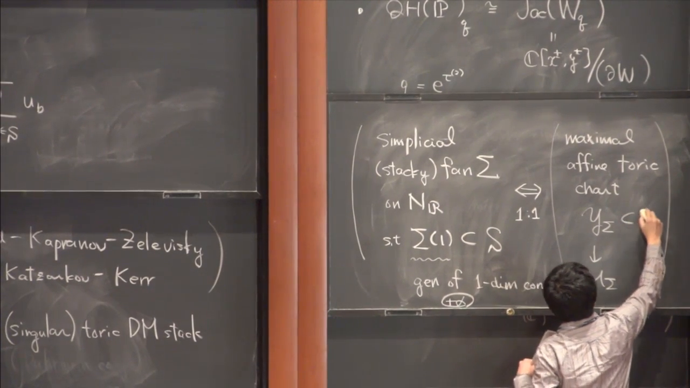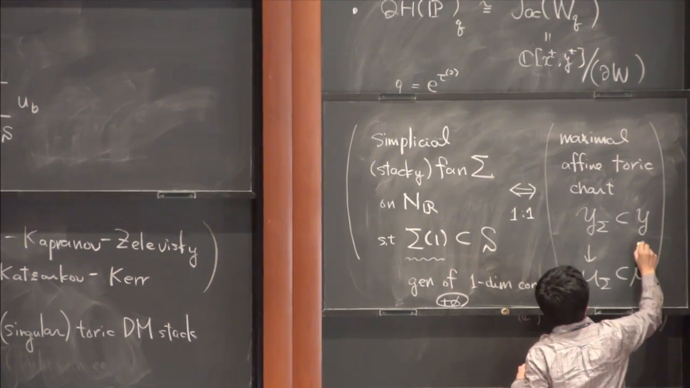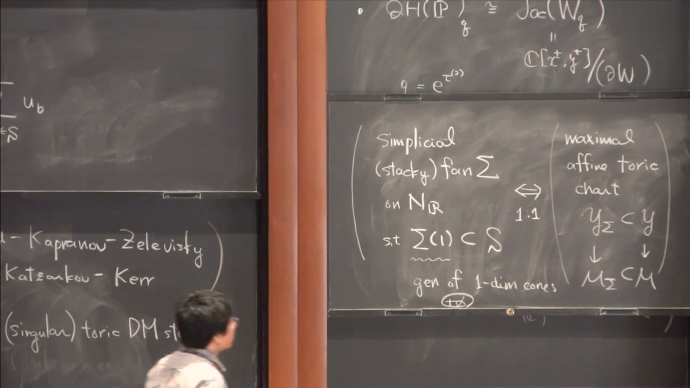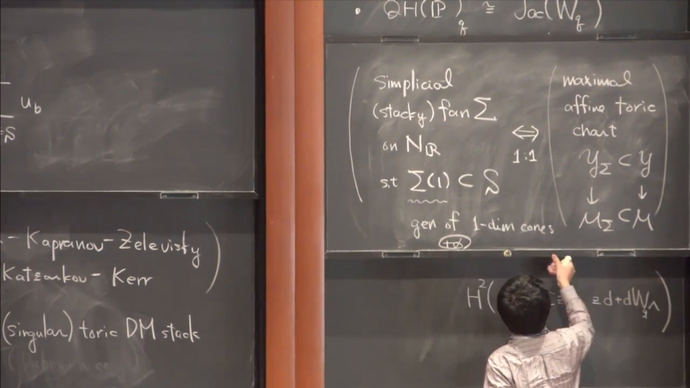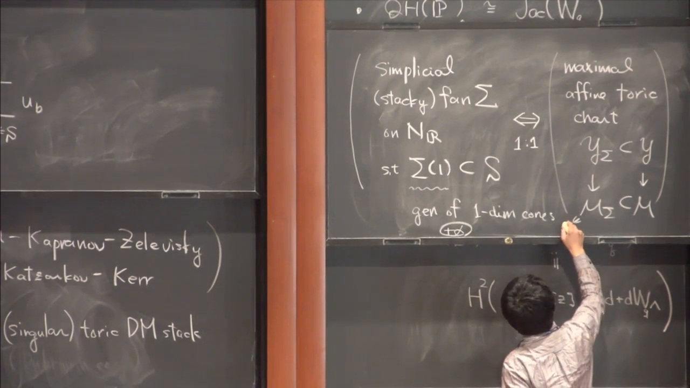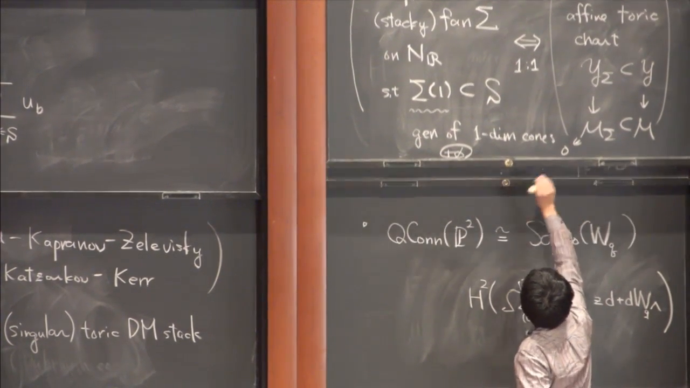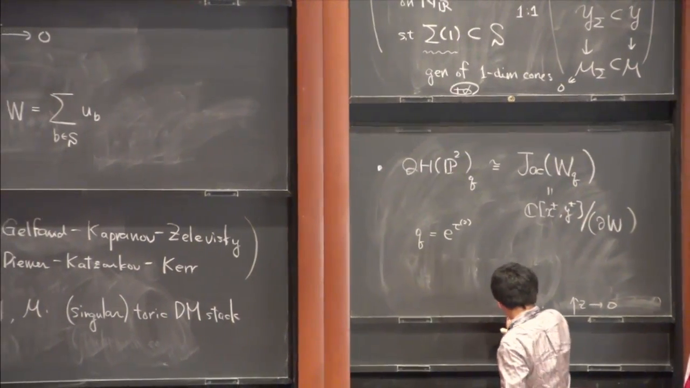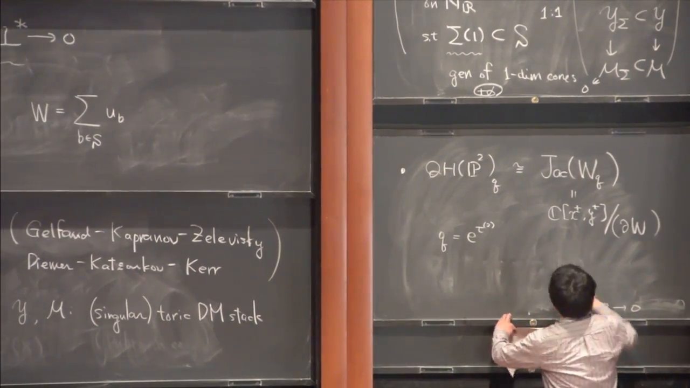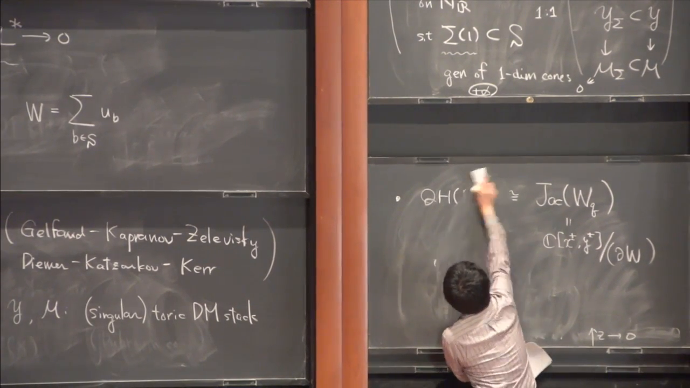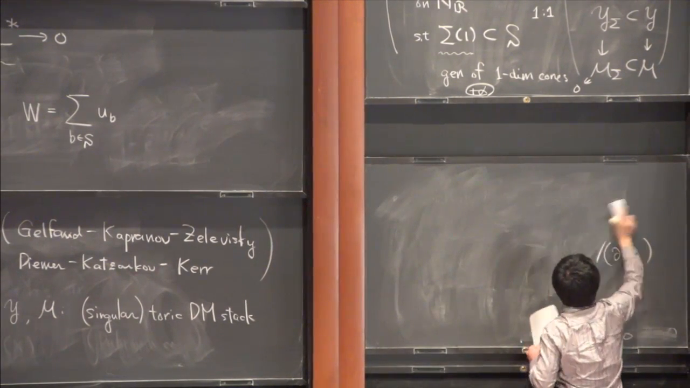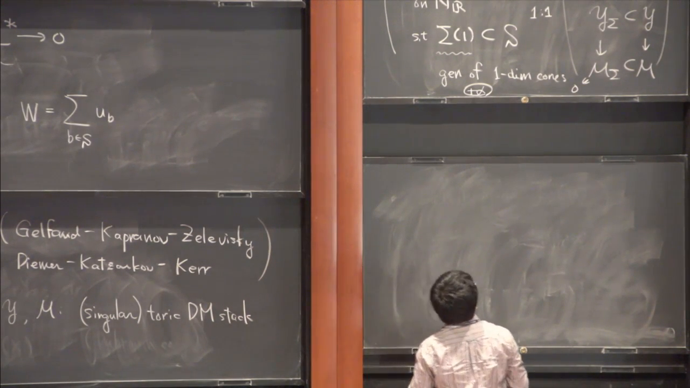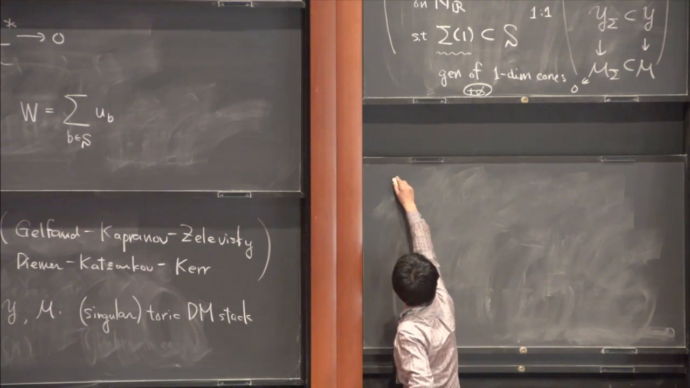This is an open chart, and this is an affine toric chart. And somehow you have some distinguished origin in this chart, which corresponds to the large radius limit point of X in the mirror. Maybe this is too abstract, so I give you an example.